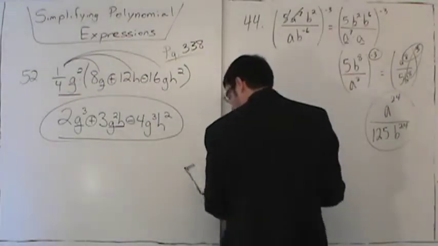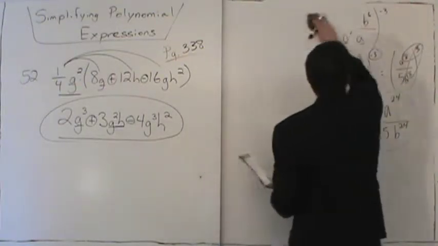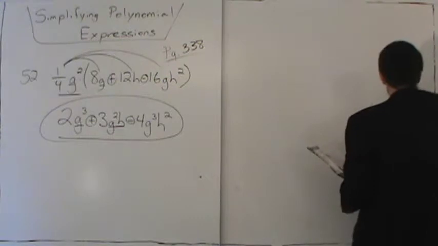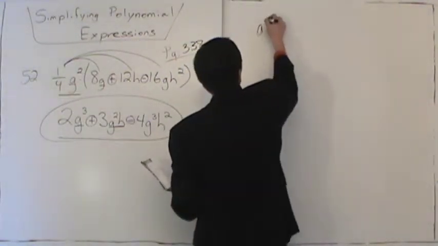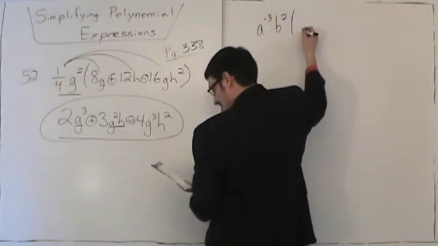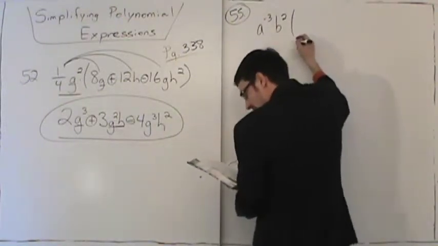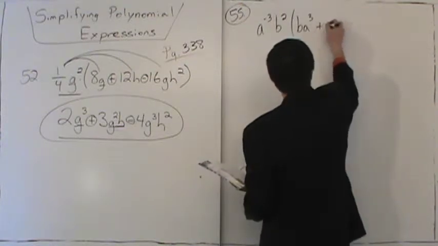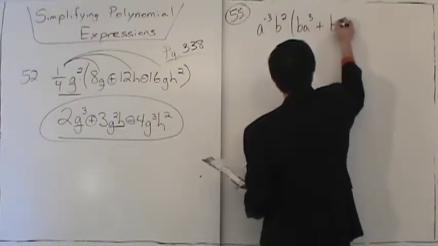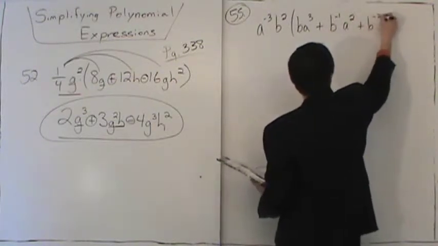Okay, so let's do number 55. Question number 55. It says a to the negative 3 b squared multiplied by, this is question 55 in the book, b a cubed. Notice the book gives the variables out of order. That's fine. We'll put them in order. b to the negative 1, a squared, plus b to the negative 2, a.